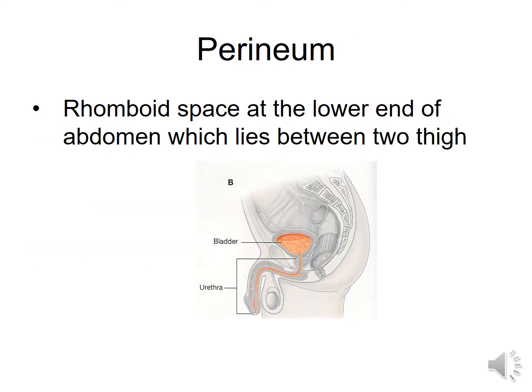What is perineum? It is a rhomboid space which is situated at the lower end of abdomen between the interval of two thighs, and it includes the external genitalia in case of males and females. It lies below the pelvic diaphragm, which is the muscular diaphragm formed by levator ani and the coccygeus muscles.